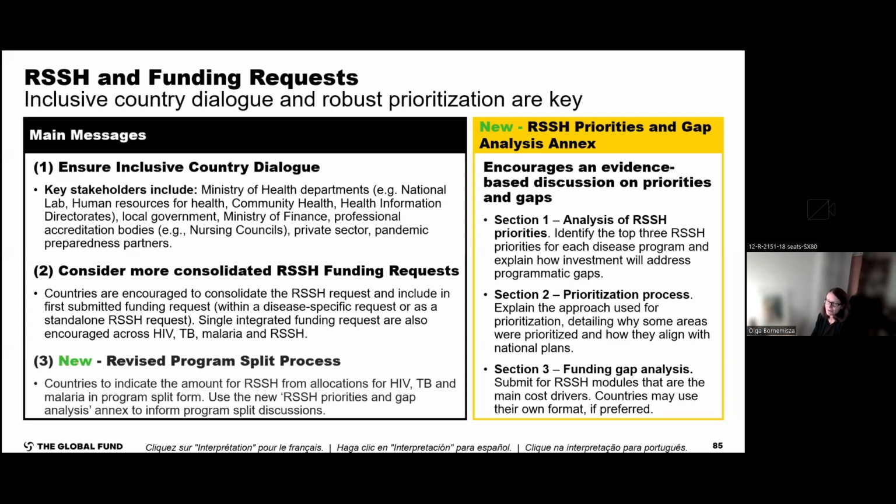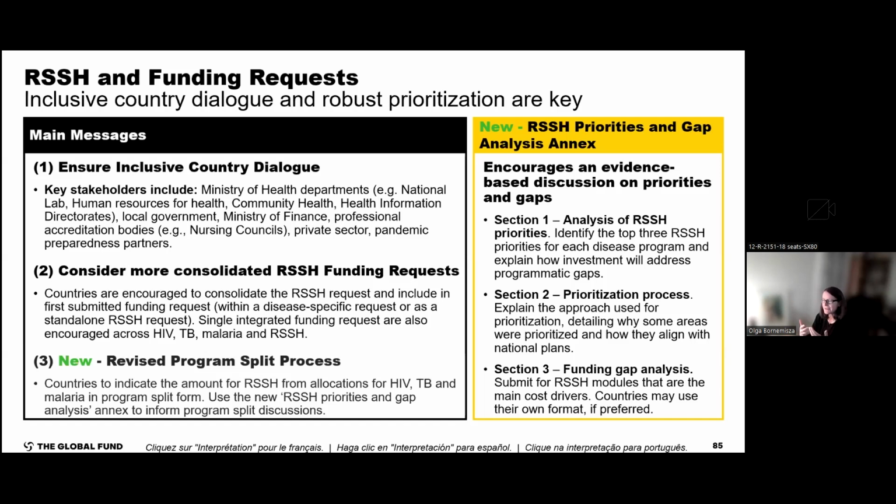So going back to what I was saying a little bit earlier around the country dialogue, we've created this new annex because we want to make sure that all of the disease communities buy into the RSSH investments. So we've laid out a process in this annex, and you have to now, with the funding request, fill in the annex. So it's basically 3 sections. The first section is where we ask each of the disease communities to fill in what they think are their RSSH priorities. Where do they want to see the RSSH money going to? What do they want? In the second section, we ask for the disease communities to come together in a meeting and have a discussion about what they together want to prioritize, so that everyone is part of the discussion, everyone owns the eventual prioritization of what the RSSH amount is going to be.